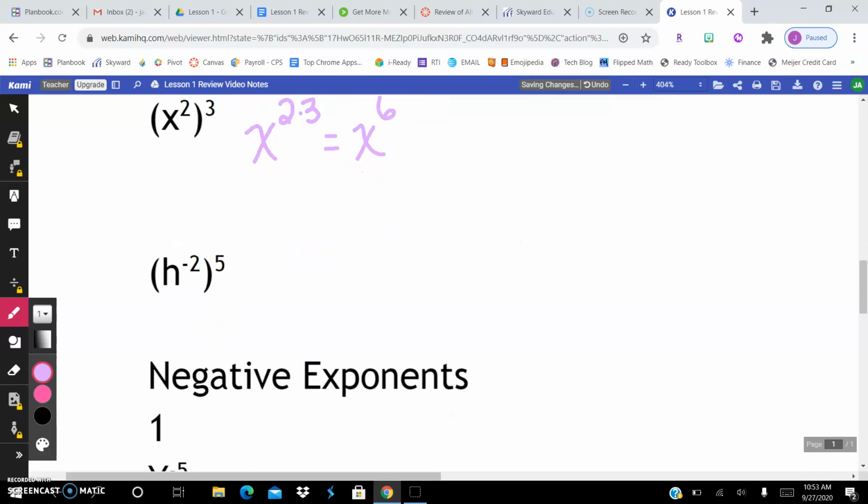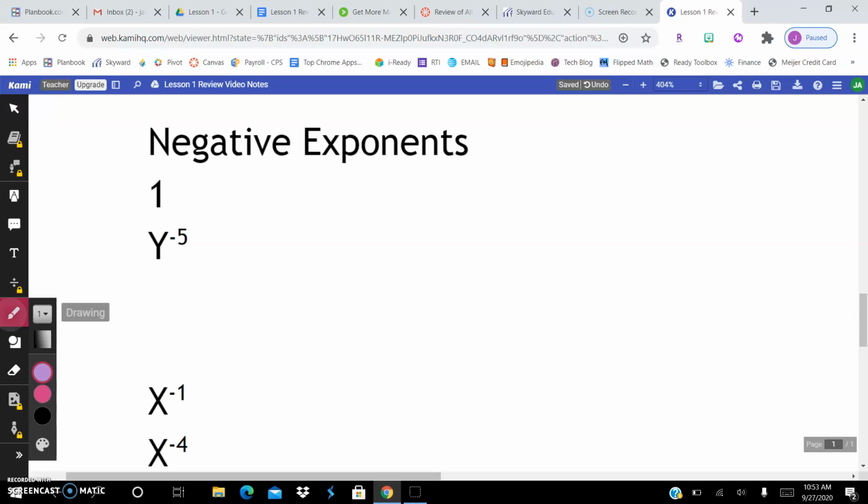Down here, we have h to the negative 2nd, and that raised to the 5th power. So we're going to keep the h, take negative 2, and multiply it by 5. That gives us h to the negative 10th power. But we can't have a negative exponent. We have to simplify all the way down. So whenever there's a negative exponent, we have to make a fraction if we don't already have one. So 1 over, keep that h, and that exponent of 10 becomes positive.